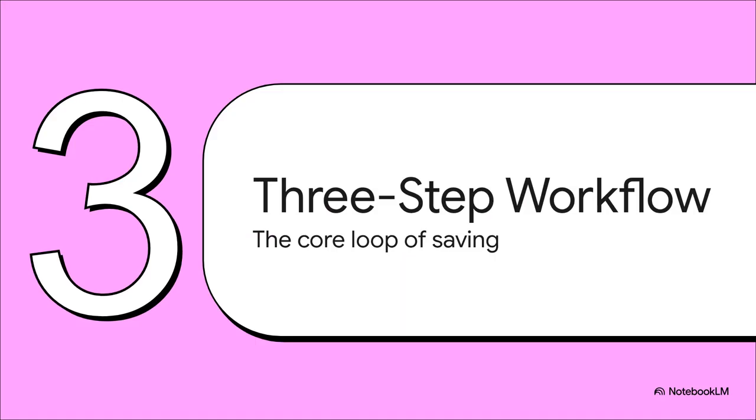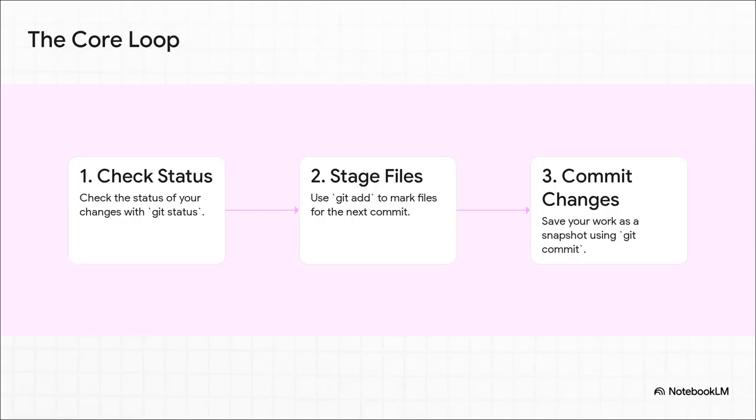Now, this next part is maybe the most important bit of the whole explainer. Once Git is set up, you're going to fall into this simple, repeatable rhythm for saving your work. I like to call it the 3-step workflow, and it's the core loop of pretty much everything you do. And that loop is check, stage, and commit. This is the heartbeat of your project.